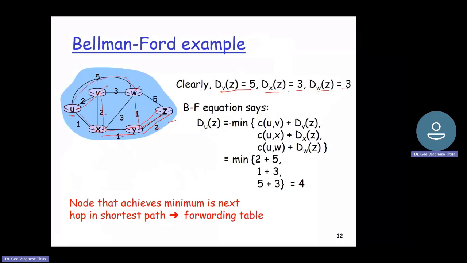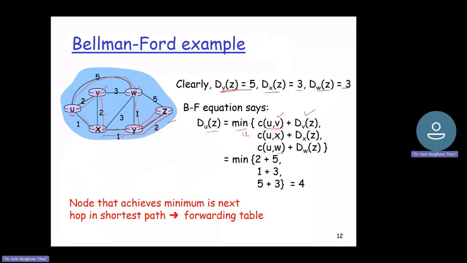So what does the Bellman-Ford equation say? It says that you can compute the minimum cost of sending data from U to Z as the minimum across all the neighbors of U. And what are the neighbors of U? V is one neighbor, X is another neighbor, and W is another neighbor. So the first part is the cost of sending data from U to V. And once you have your data at V, you have already computed the cost of sending data from V to Z. So you send your data to V and then add the least cost of sending from V to Z.